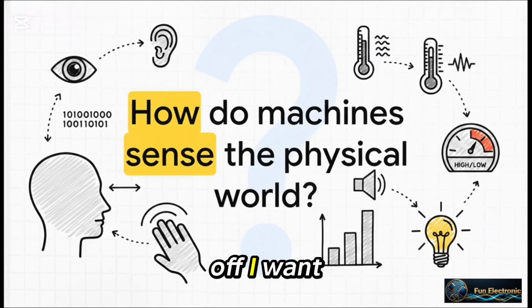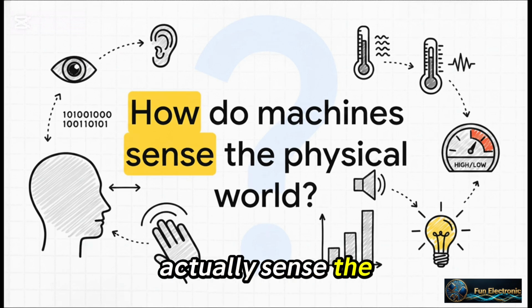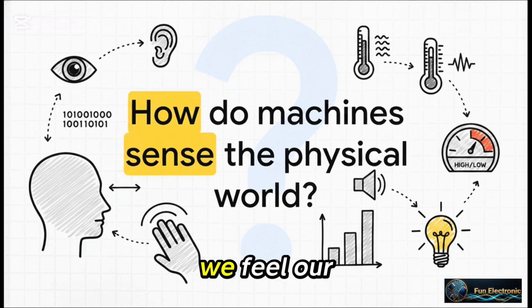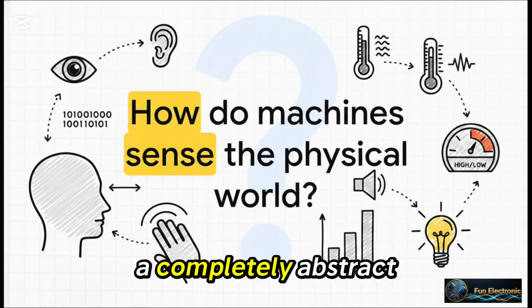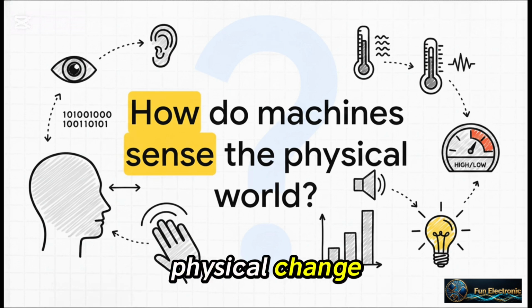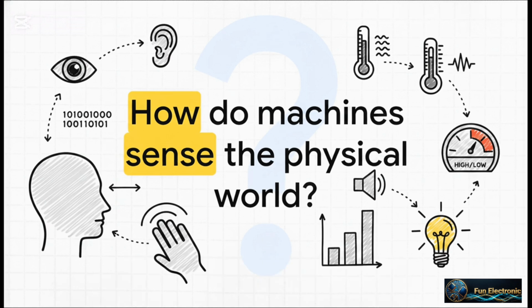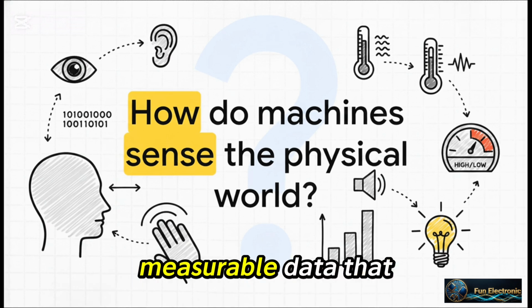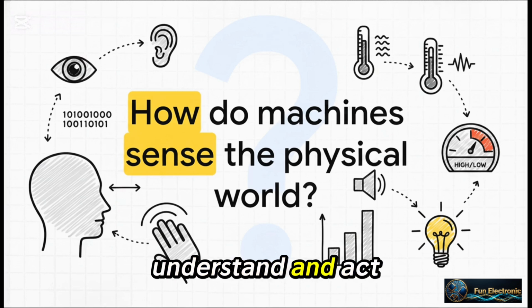To kick things off, I want you to think about this for a second. How do machines actually sense the physical world? We humans have eyes, ears, touch. We feel our environment. But how does a completely abstract physical change, like a sudden drop in ambient temperature or a shift in atmospheric pressure, actually become concrete, measurable data that a machine can understand and act on?